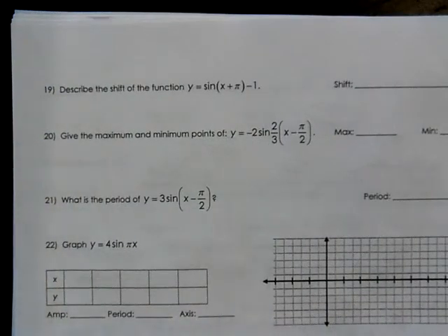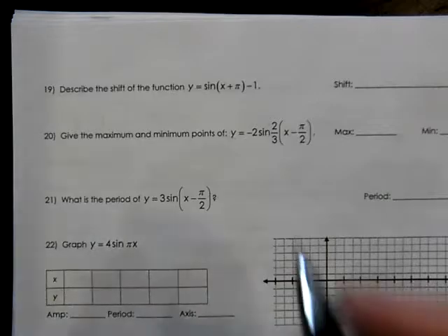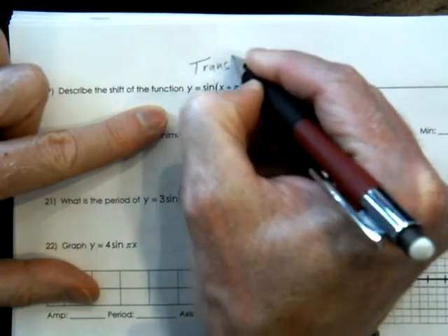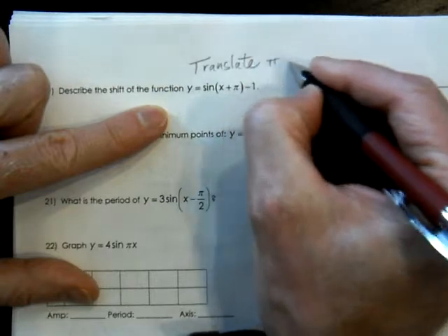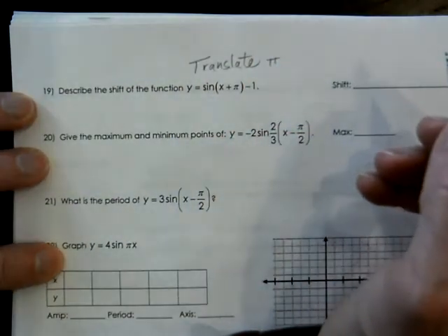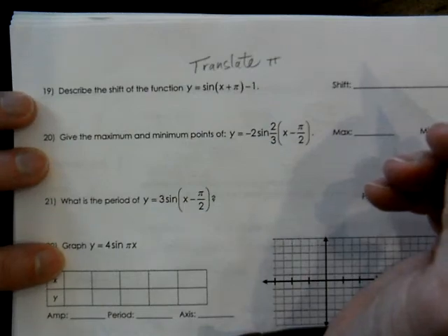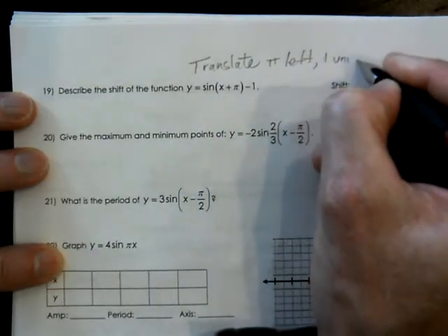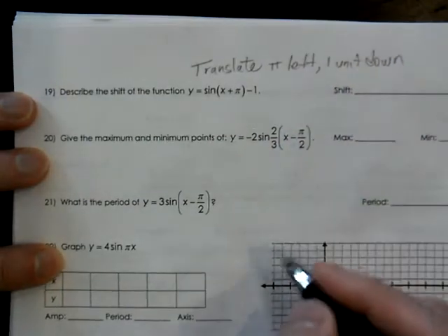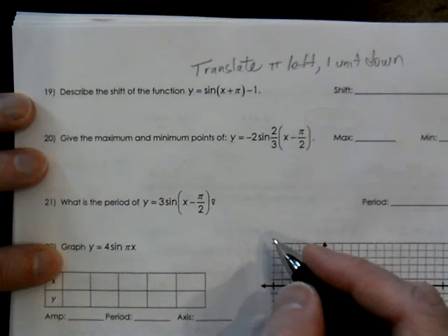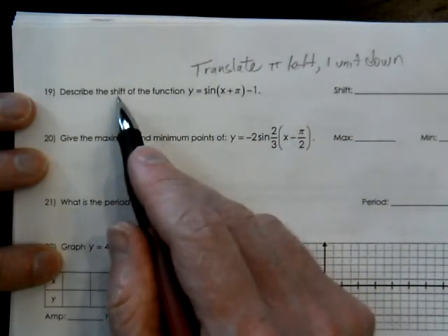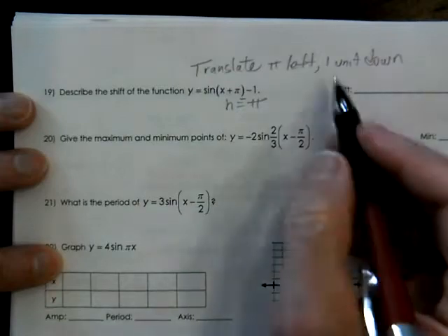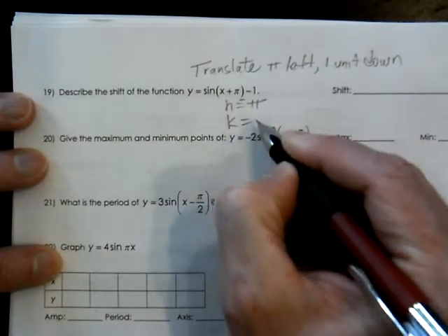Last page here. Describe the shift of the function. We're going to translate, sorry about that. Students barking out maybe. Okay, we're going to translate pi units left and 1 unit down. That's the only shifting that there is. There's no other transformations. That's the shift. That's your translate. Your h is actually negative pi. So that's why it's to the left. And the k value is -1.